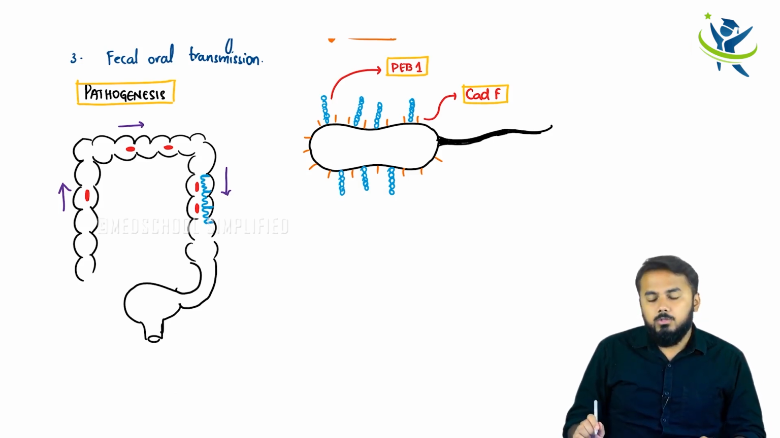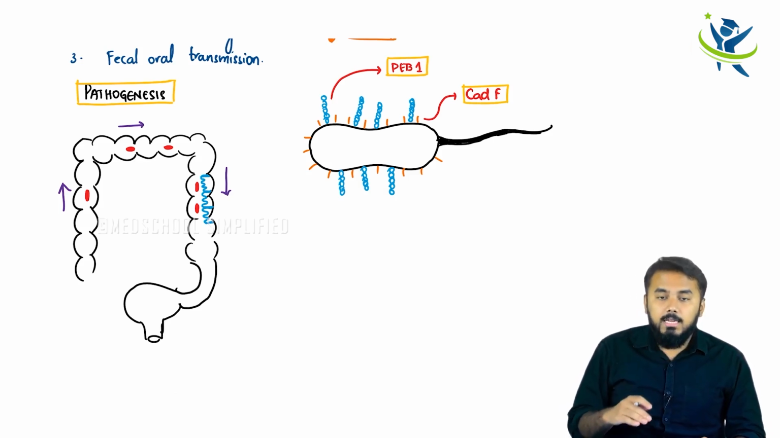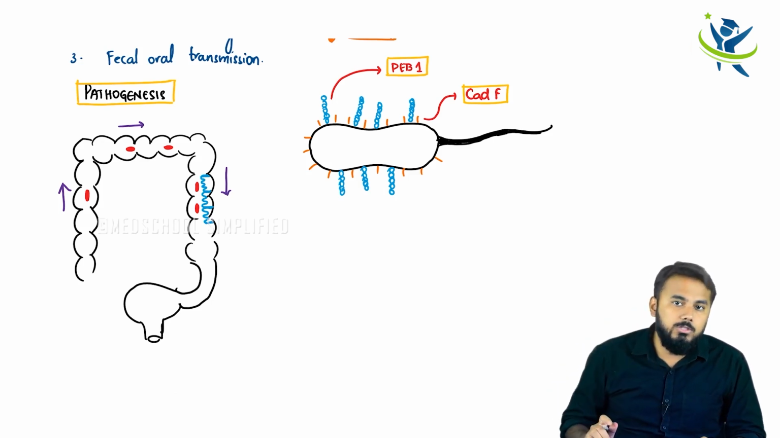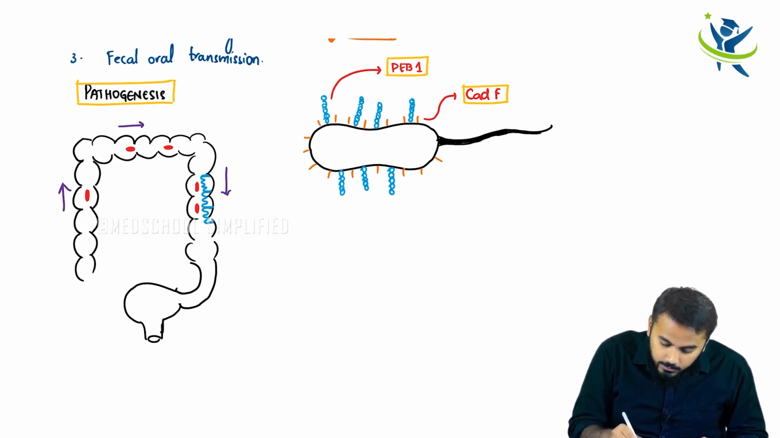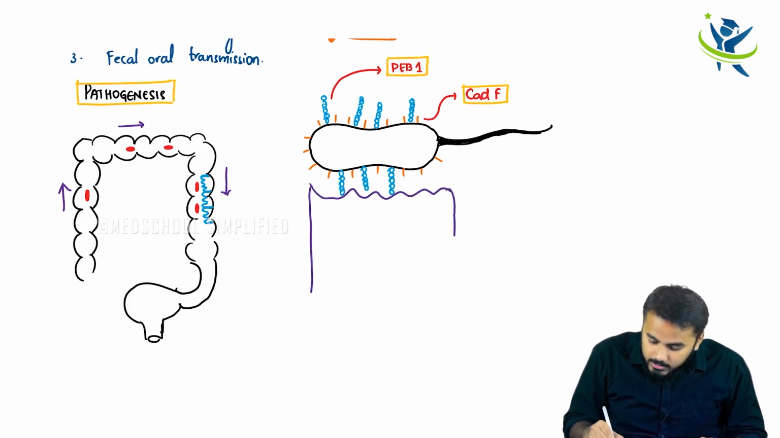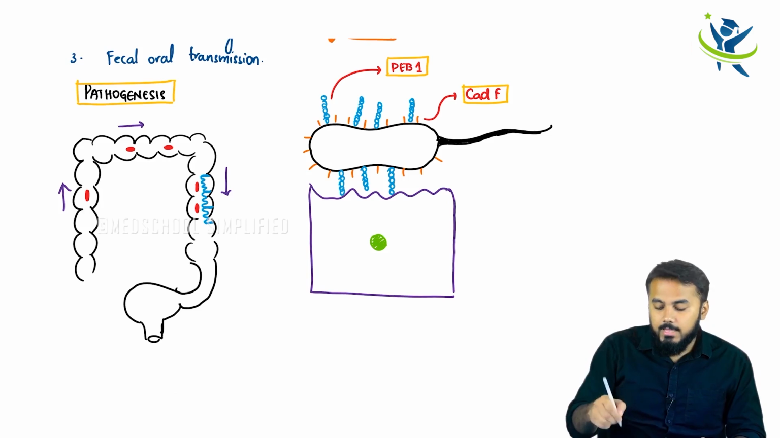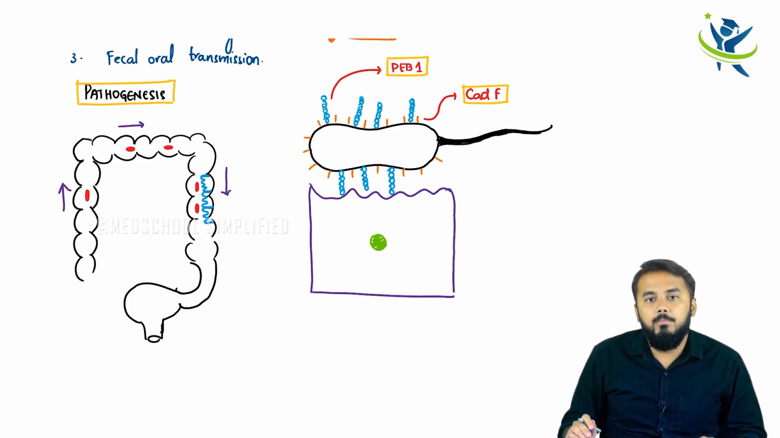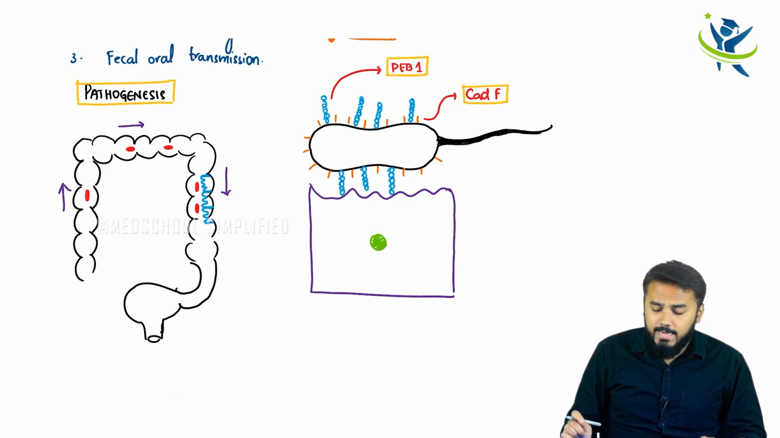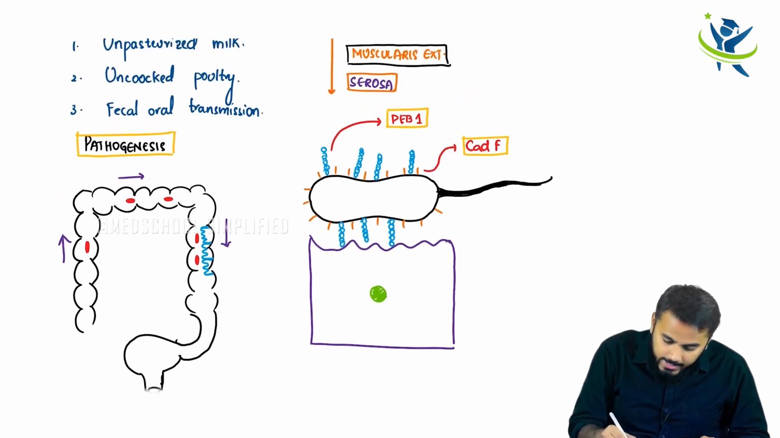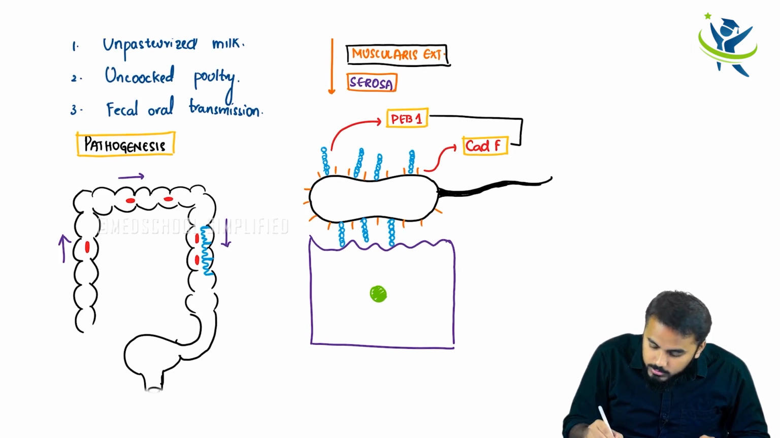So why do we need them? We need them for the proper attachment to the host cell. If this is my enterocyte over here, see, the bacteria is very properly attached to my enterocyte. And how did it attach to my enterocyte? With the help of this CadF as well as PEB1 molecule. So can I tell PEB1 and CadF molecules are responsible for adhesion? So can I call both of them adhesins? Yes, I can call both these molecules adhesins.